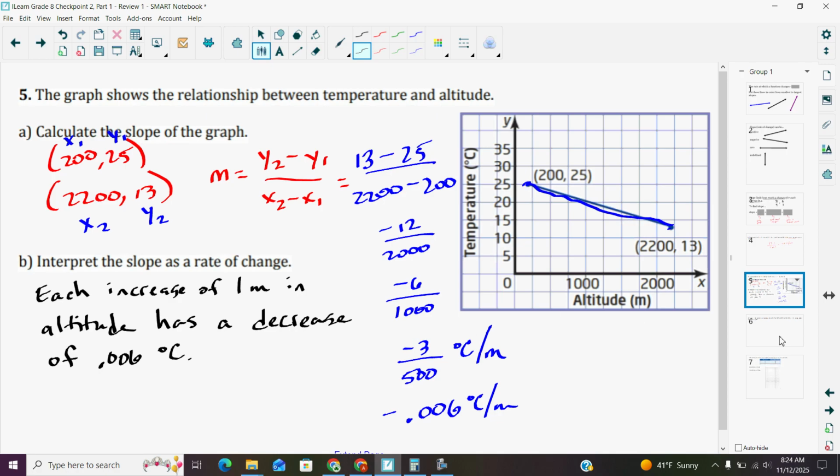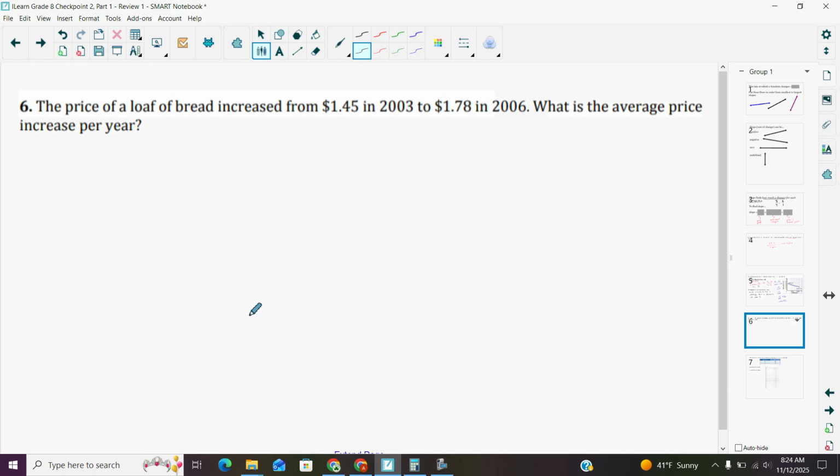Let's take a look at a couple more. Next one we're going to do is the very next problem, number 6. It says the price of a loaf of bread increased from $1.45 in 2003 to $1.78 in 2006. We are asked for the average price increase per year. How much does the price increase per year? Each year, that's a slope, that's a rate of change. We want to know how quickly is this price going up or how quickly is it going down? So we are looking for the price increase per year.